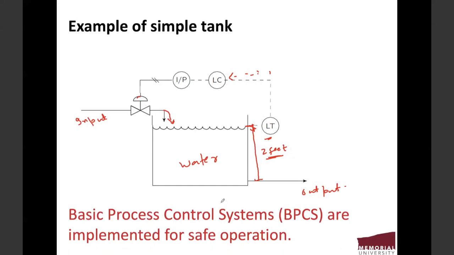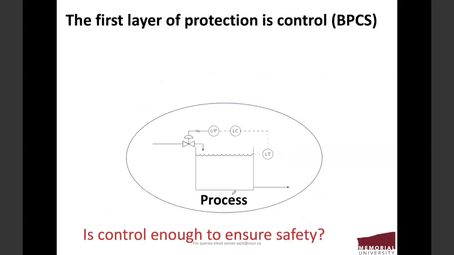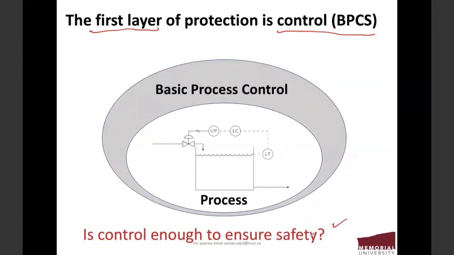So the basic process control system, BPCS, is implemented for safe operation. This is what we call our first layer of protection, which is the basic process control. Now the question is whether this control is enough to ensure safety or not. And the answer is no, this is not enough. So this is my first layer, the basic process control.